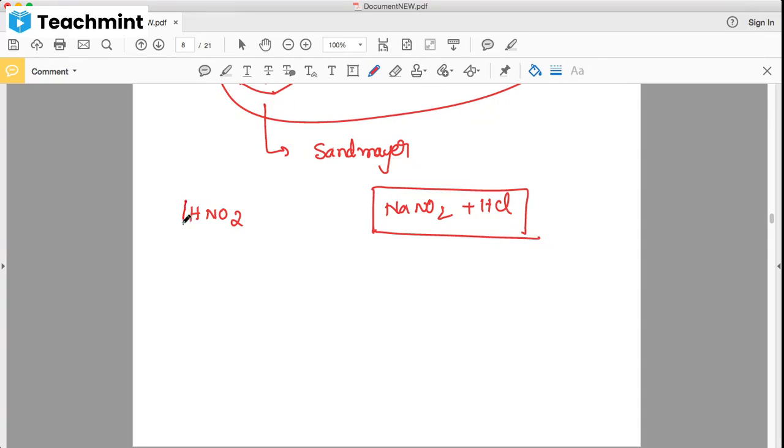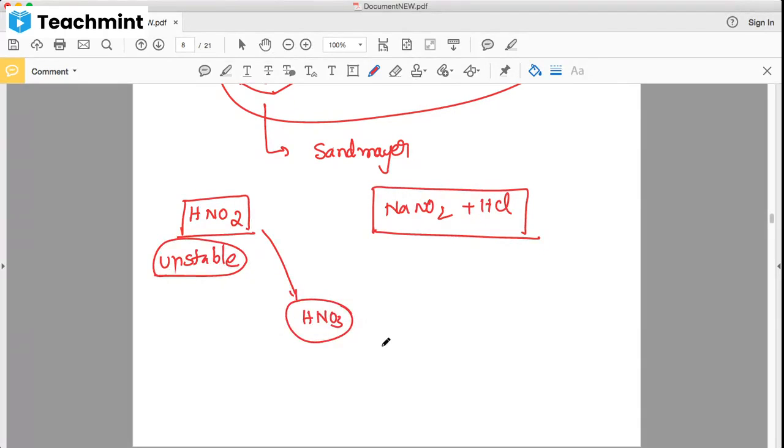See, HNO2 is highly unstable. The single point reason is that HNO2 is highly unstable. If you prepare HNO2, it will immediately convert into HNO3. In the lab also, you make HNO2, wait for 1 hour, and it will convert directly into HNO3. So the half-life is very, very small, which means the conversion is very rapid. Within a fraction of a second, it will convert into HNO3.